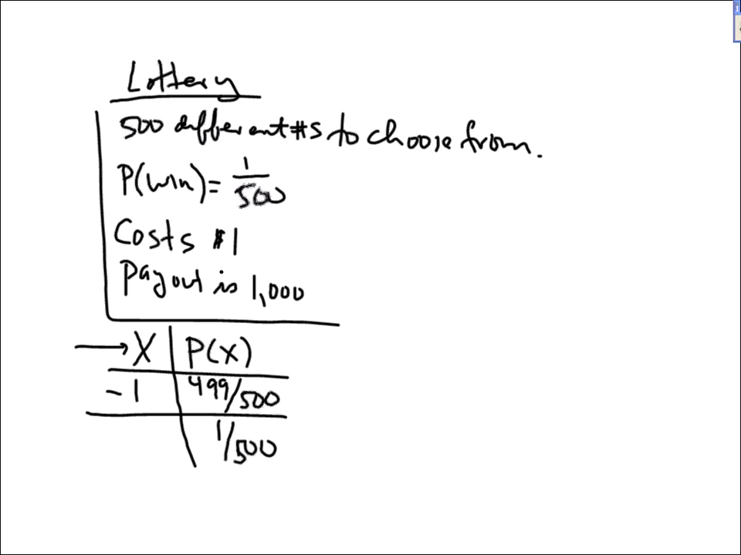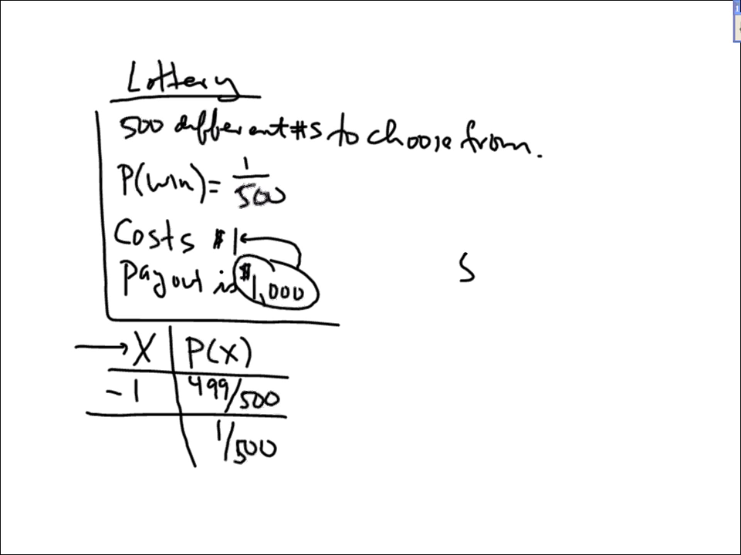Okay, here's where students make mistakes. They'll say, come on, you're telling us what we win. We win $1,000. Uh-uh. You spent a dollar. If you walk into the lottery store and you win, how much extra money do you end up walking out with?